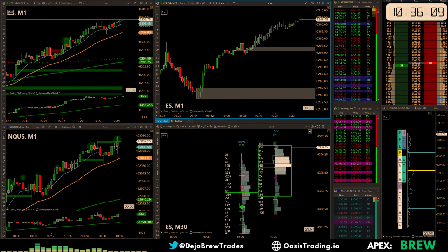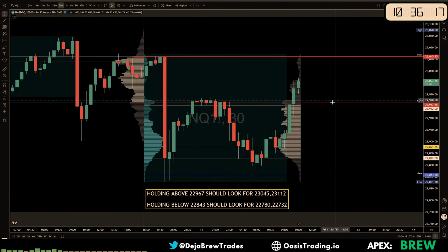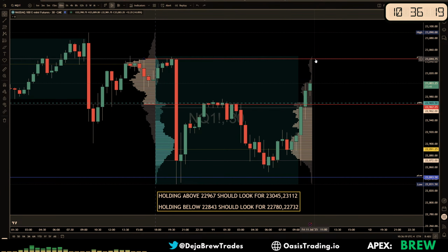Just continuing this uptrend, keep an eye on the value retrace of yesterday, nearly complete. Single prints going up to 13 on ES. Value retrace going up to 45 on NQ.